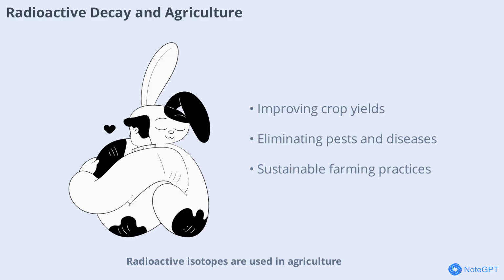Radioactive isotopes are used in agriculture to improve crop yields and food safety. Tracers help scientists study how plants absorb nutrients, while irradiation can eliminate pests and diseases in crops. These techniques contribute to sustainable farming and help ensure a reliable food supply for growing populations.